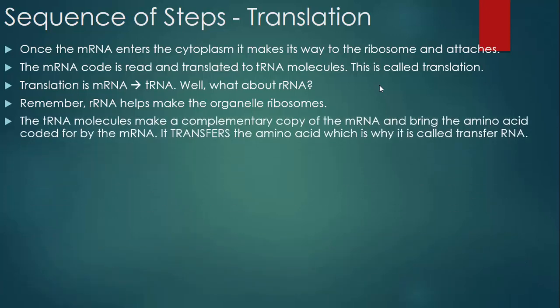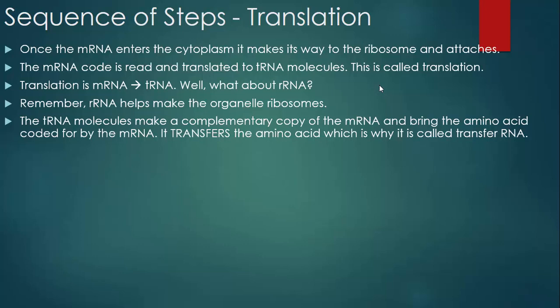The tRNA molecules make a complementary copy of the mRNA and bring the amino acid coded for by the mRNA. It transfers the amino acid, which is why it's called transfer RNA, and the amino acids will be the building blocks of proteins. So mRNA orders it, the tRNA reads the order, and then we'll bring it over.